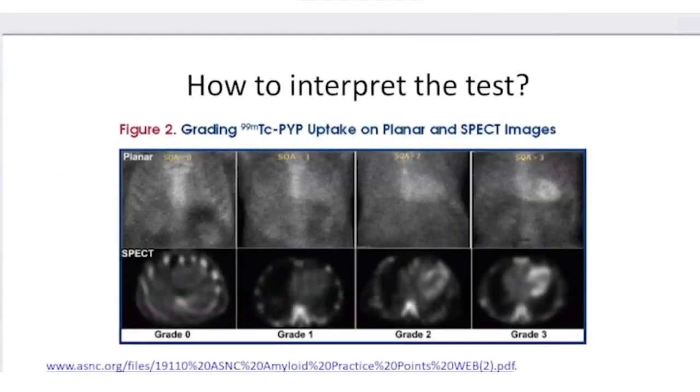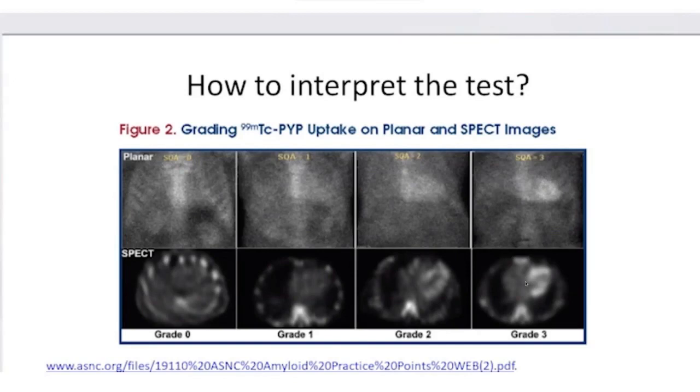Now, how do we interpret this? And I'm sure many of you have seen this image before. It's on the website of FASNC. So here is grade 0, and you can see that there's really no uptake. And then if you go over to grade 3, all you see is heart compared to the ribs. This one's really easy to see.